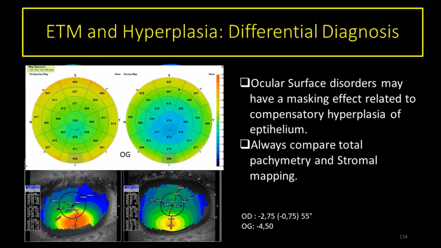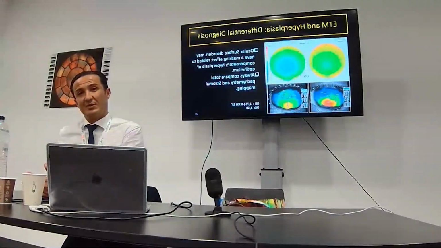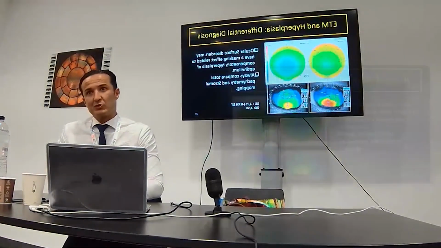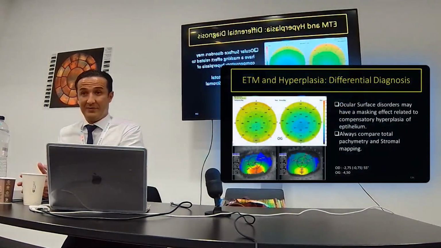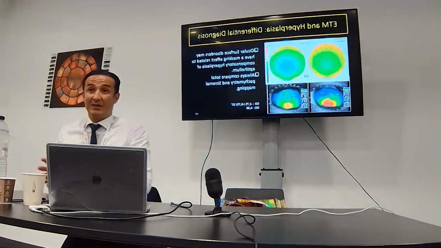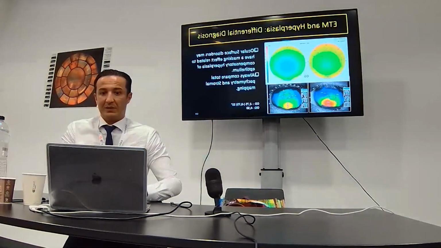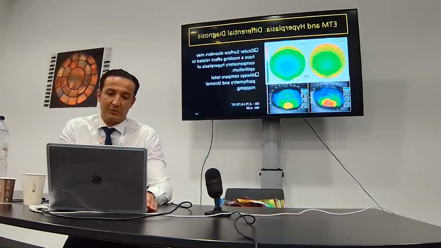And look here, the stromal mapping on the left side, you observe the decentric aspect of the stromal mapping and the seeding of the stroma, confirming the presence of this first keratoconus. And you always have to compare if you have a hyperplasia just due to the dry eye, with a normal stroma, or if you have epithelium changes and stromal changes confirming the presence or not of keratoconus.